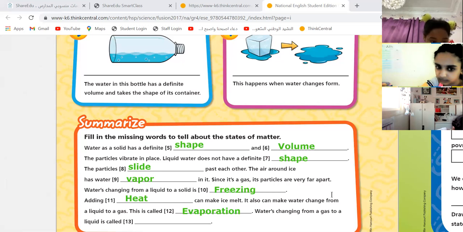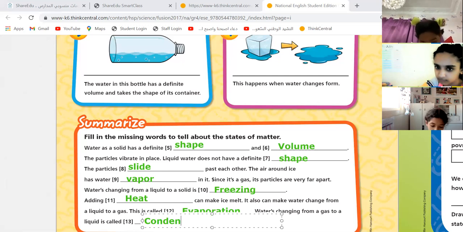Water changing from gas to a liquid is called? Water changing from gas to liquid, we call it? It's liquid. Number 13. Condensation. Excellent, condensation. Okay, girls, we have 5 minutes to do the next page.